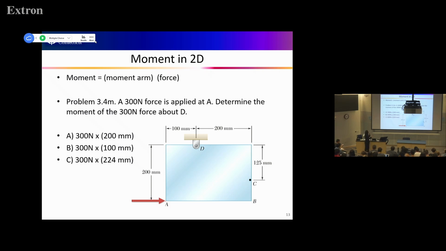So let's try this again. If the force is changing like this, okay, what is the moment of this force about D? So I also start the clicker and then choose from 200 or 100 or 224. Now, perpendicular distance from the point to the force.